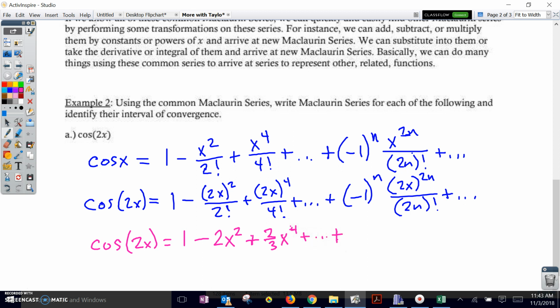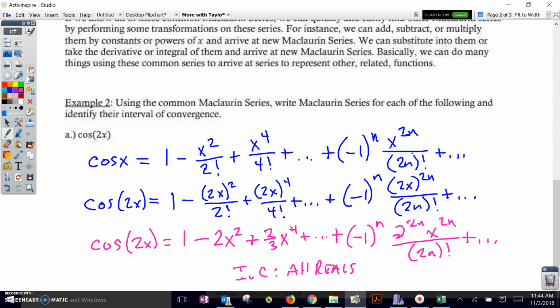and then I might leave the general term exactly as it is, or depending on how I'm feeling that day, I might split this into 2 to the 2n, x to the 2n, all over the quantity 2n factorial. And there's a Maclaurin series for cosine of 2x. Now, since the interval of convergence for cosine of x was all real numbers, that's going to stay the same for this series, and so my interval of convergence is going to be all reals.